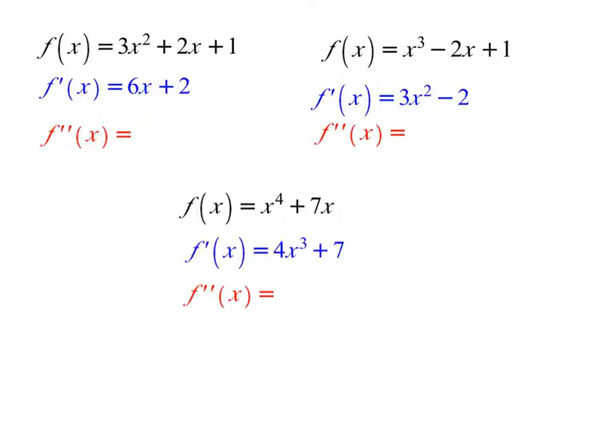Because if f prime of x, looking at this first one here, equals 6x plus 2, I just take the derivative of that. What is the derivative of 6x plus 2? There you go. Is that so bad? All right, for the next one, to find the second derivative, I just take the derivative of 3x squared minus 2. You should have gotten 6x there. And then for our last one, f double prime of x, you should be getting 12x squared. And that's it.